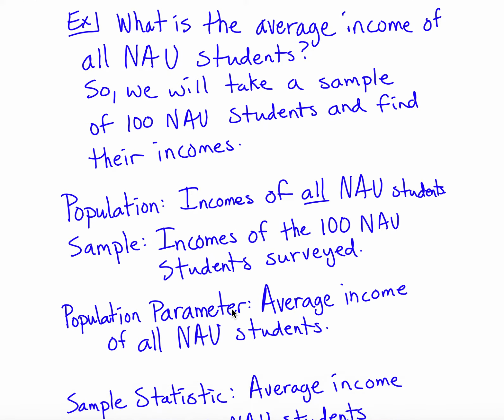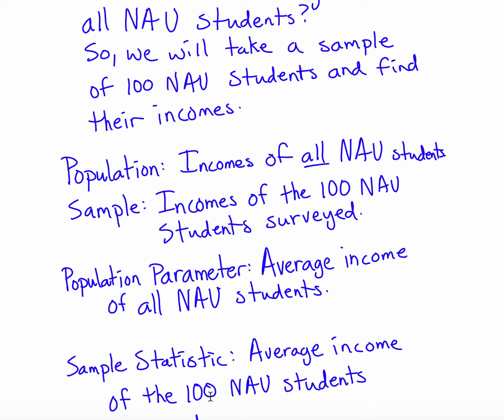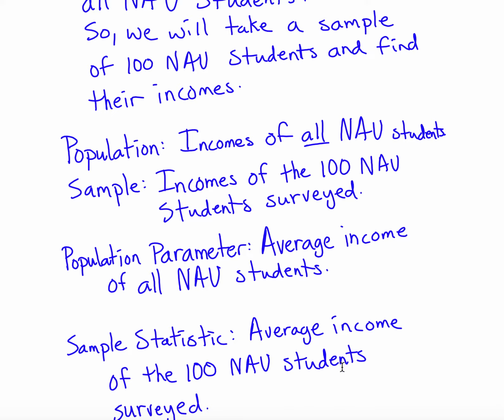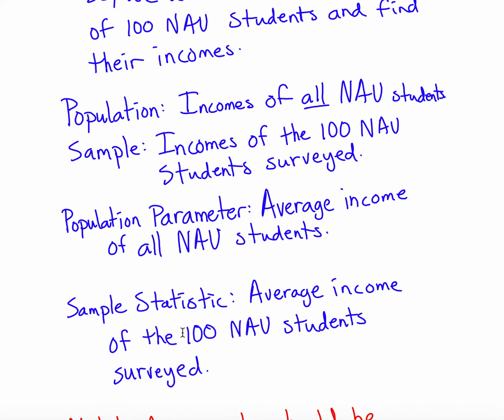Going back to this example, my parameter in this case is the average income of all NAU students. That's the number from my population that I want to find out about. Since I can't get every single solitary student's income, I could get my sample, and from my sample, I'm also going to calculate the average income. But I'm only calculating the average income of those 100 students. So that's what we call a sample statistic. It came from our sample, and it's a statistic because it's a number calculated from the sample. Notice population and parameter both start with P, sample and statistic both start with S. That's a way to remember it.